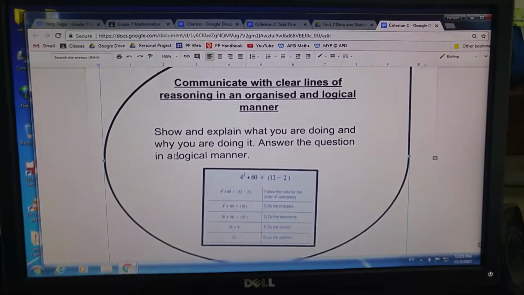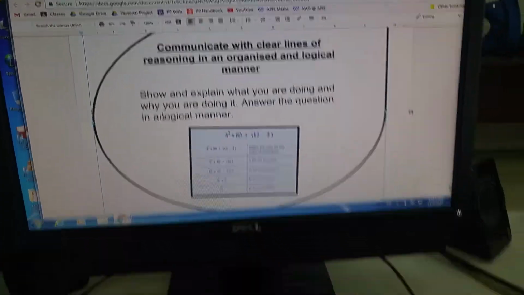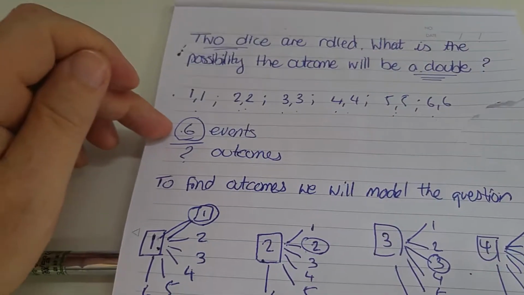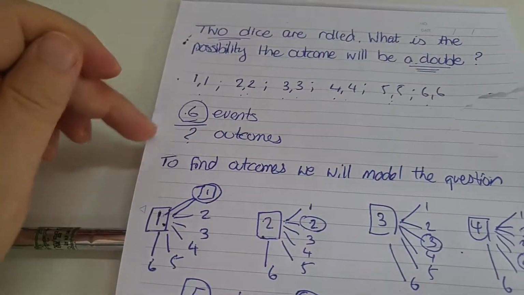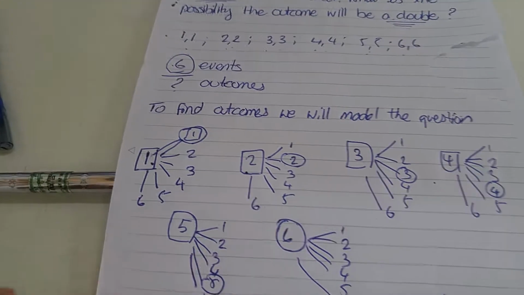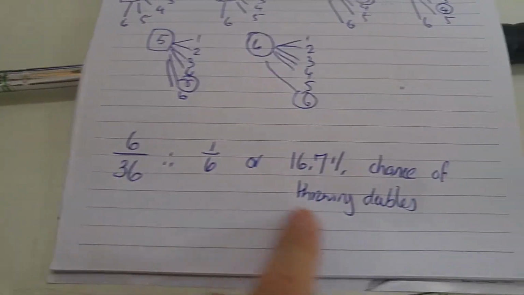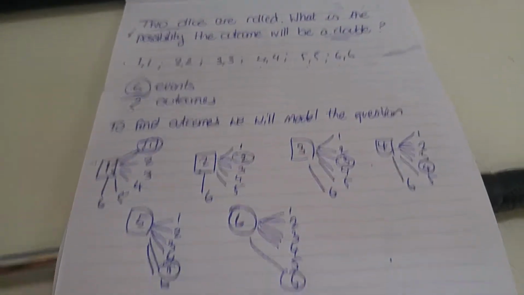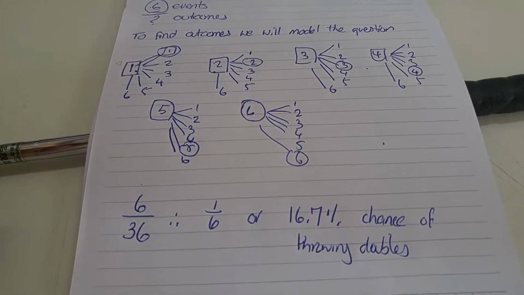The next part here is our lines of reasoning. And as we see here, we've explained what we're doing. We've found out what the events are. We've used the model to come up with how many outcomes there are, and we've reached a conclusion here. So we've done each of the things that's required in criterion C.